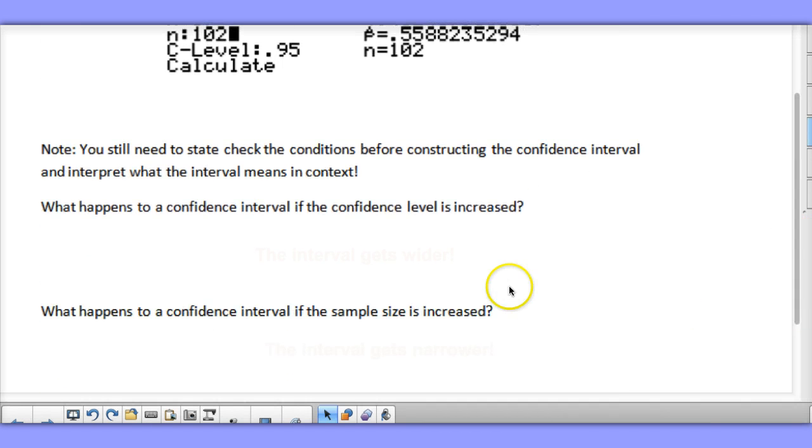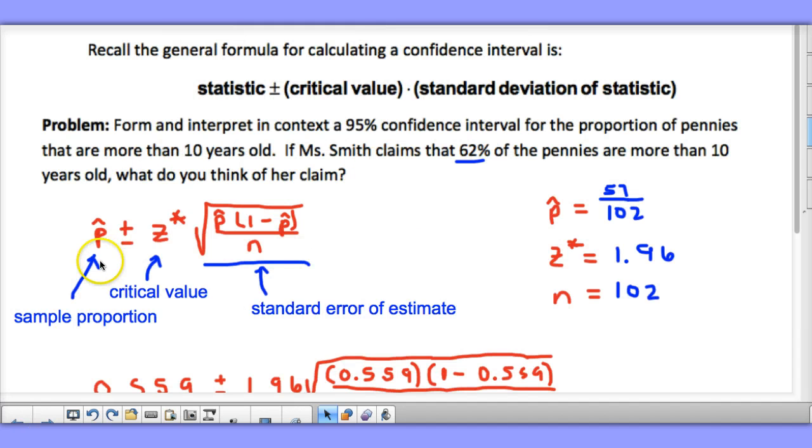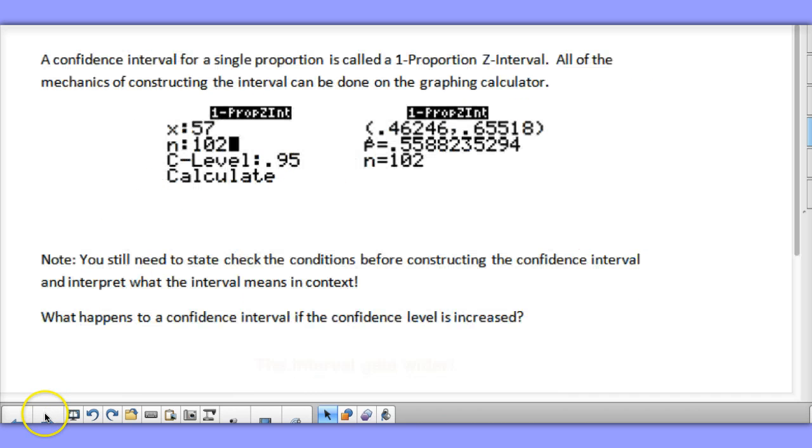So what's going to happen to our confidence interval if our confidence level is increased? Well, if our confidence level is increased, our z star value would be increasing. And what's that going to do to our interval? It's going to make it wider.